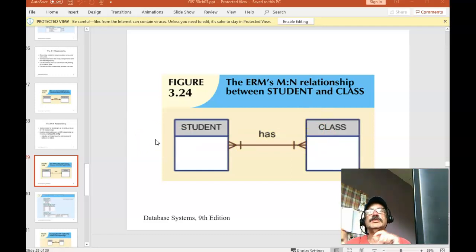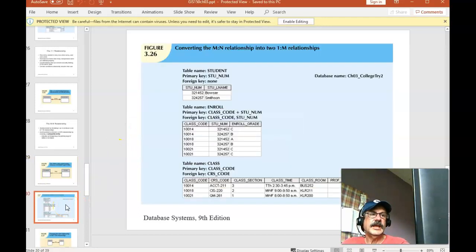So how do I know which student is in which class? That's where we insert a table between the two of them. In this case, we've created a table called enroll, and this is a linking table. Basically, its function is to break a many-to-many relationship into two one-to-manys. Student to enroll is a one-to-many. Class to enroll is a one-to-many. And so this way you can tell who's taken what.